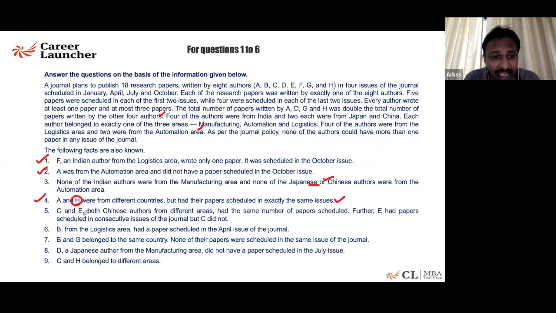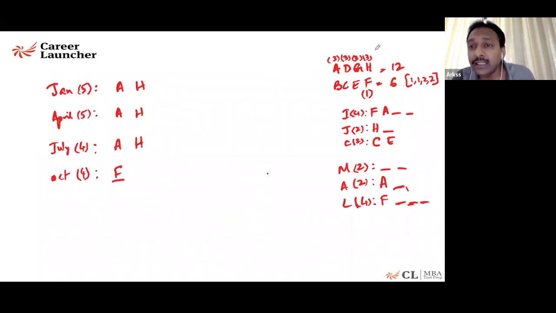This is also done. C and E are both Chinese authors from different areas. Both had the same number of papers scheduled. Further, E had papers scheduled in consecutive issues of the journal, but C did not. That means minimum though there is 2. Now just understand this. Look at this. 2, 2. You cannot have 3, 3. Remember this because 6 only are there. And C and E have exactly the same number of papers. It has to be more than 1. That means this has to be 2. This has to be 2. And that means B is 1. C is 2. E is 2.